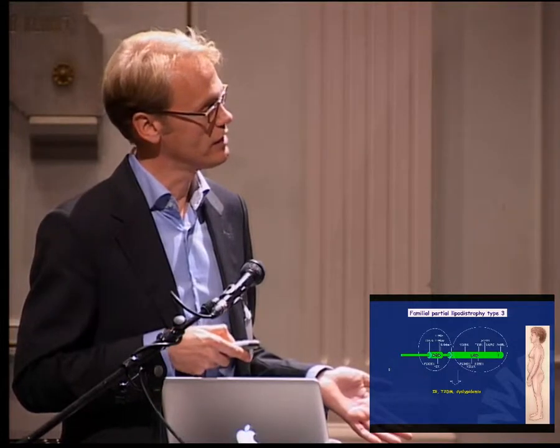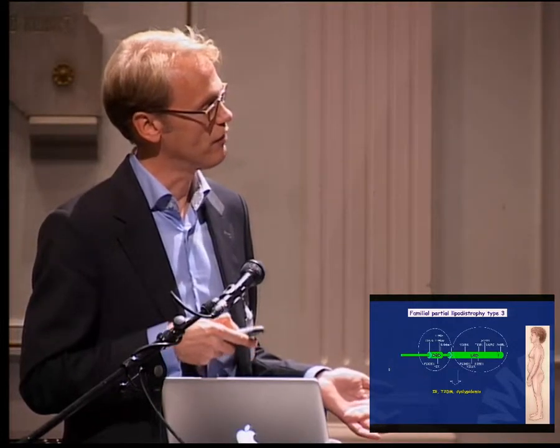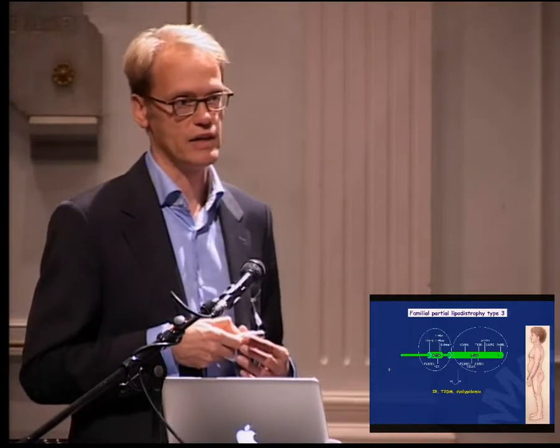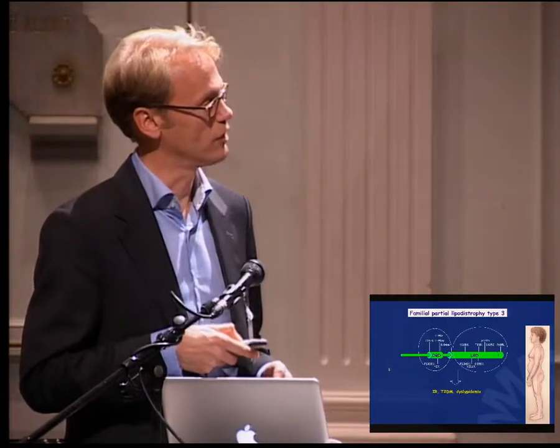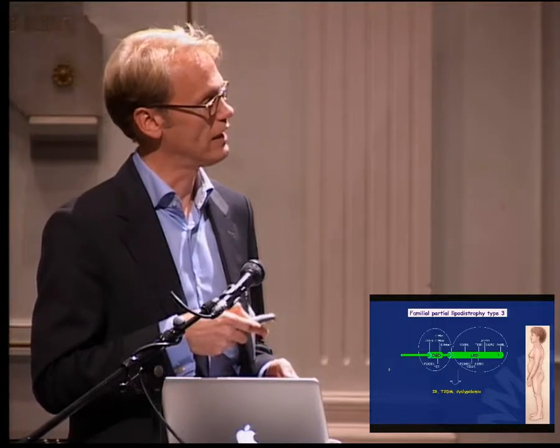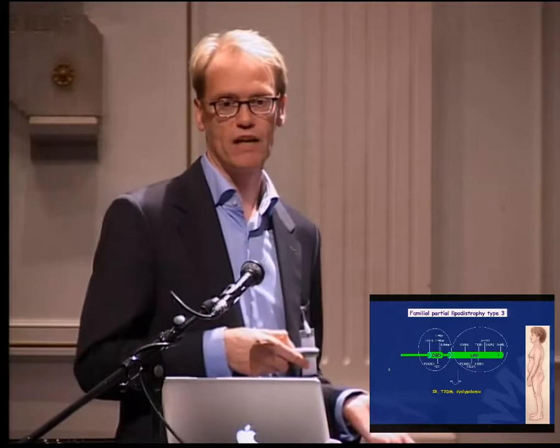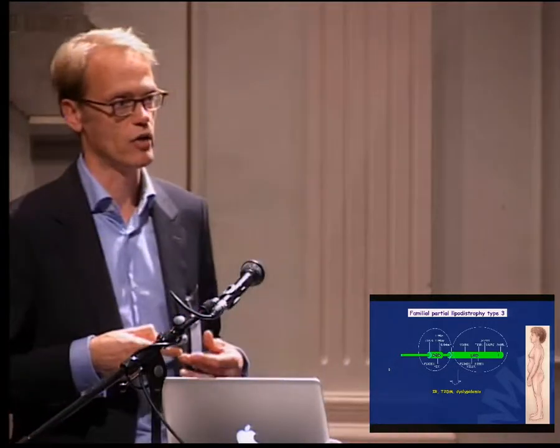What we see is that these patients have very little fat in their extremities, in their arms and legs, and particularly no fat in their buttocks, while the trunk and the neck and the face are all normal. So that's why it's a partial lipodystrophy. You lack fat in some areas of your body and not others.